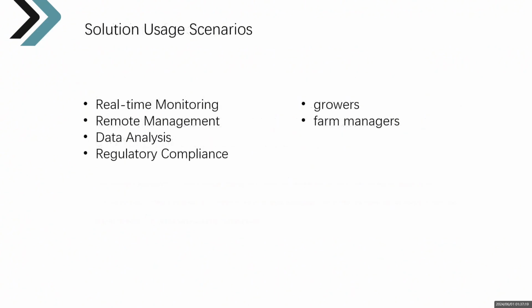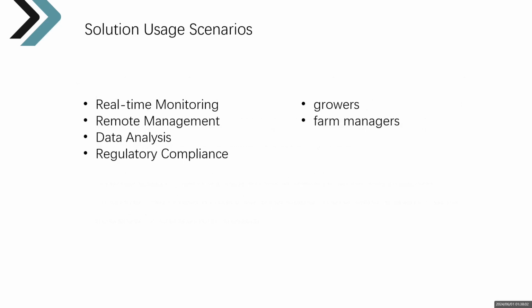This solution has the following practical application scenarios. First, the real-time monitoring feature enables growers to continuously monitor temperature and humidity, receive timely alerts, and take protective measures to maintain conditions for mushroom growth. This means that growers can better understand the changes in the growing environment and make timely adjustments to temperature and humidity to optimize growing conditions.